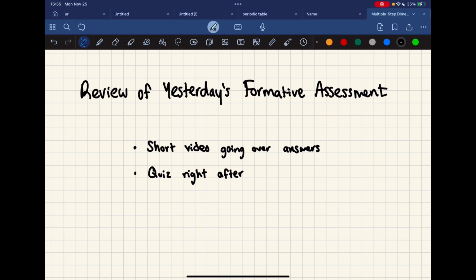What I want to say first before we get into it is that I noticed from looking at the responses that some of you were working together on the formative assessment, which I wish you hadn't. Some of you submitted within seconds of each other and put all the exact same answers, and they're your friends, so I know you were probably sitting next to each other as well.